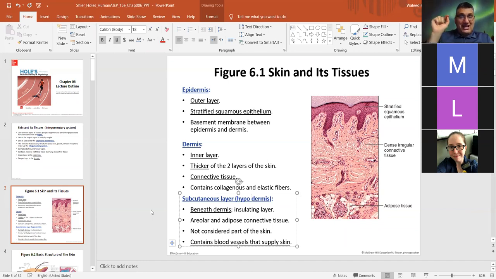Remember, the epidermis is avascular. Stratified squamous epithelium is avascular. A is a prefix that means no. A, an, any one of those.